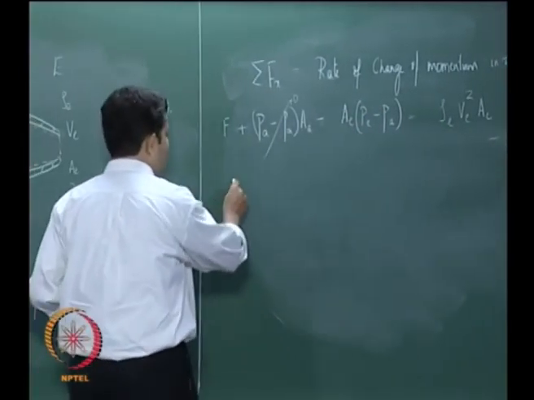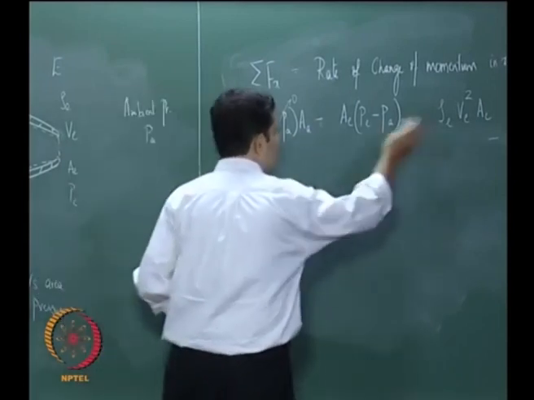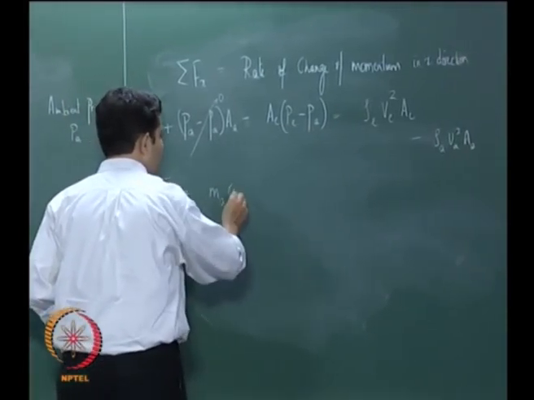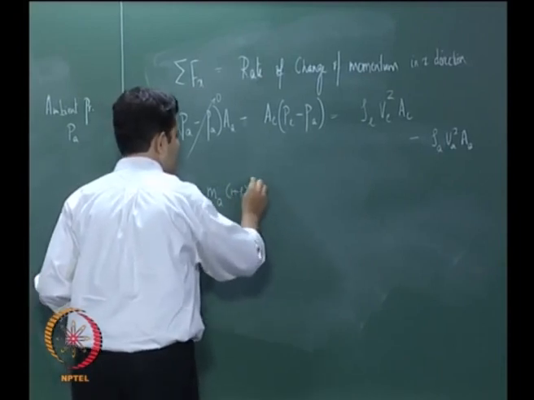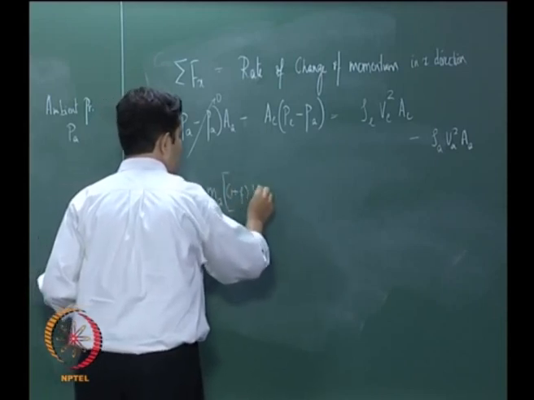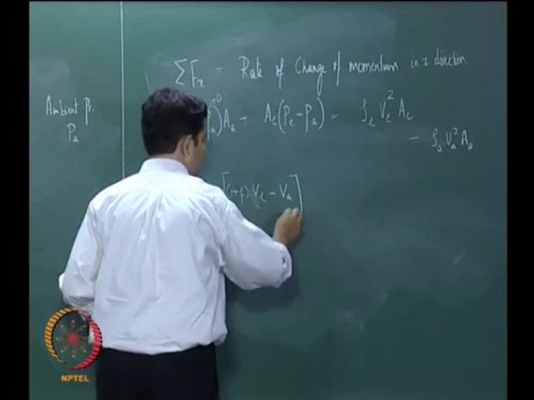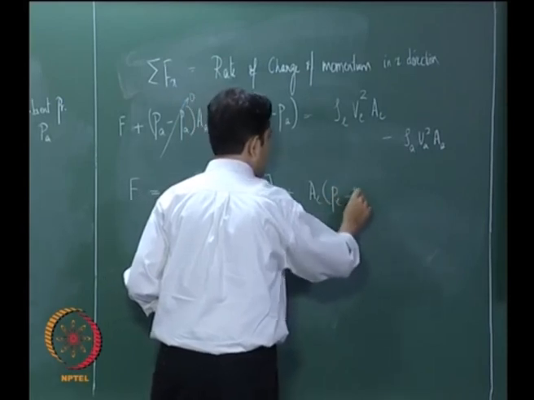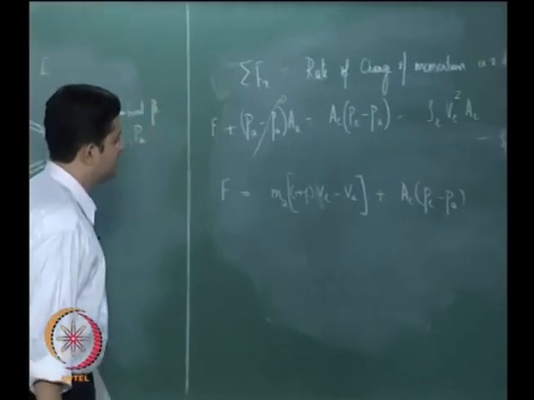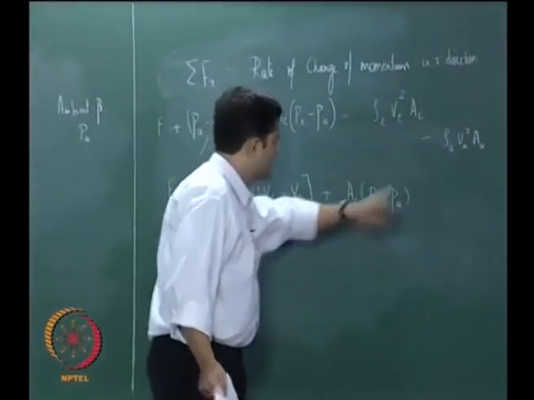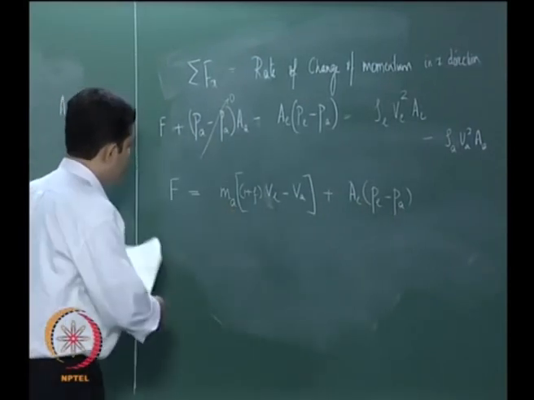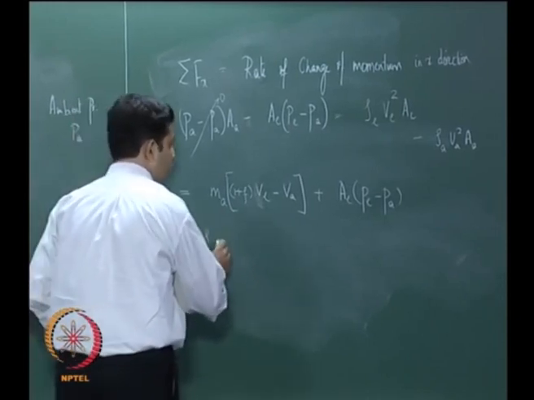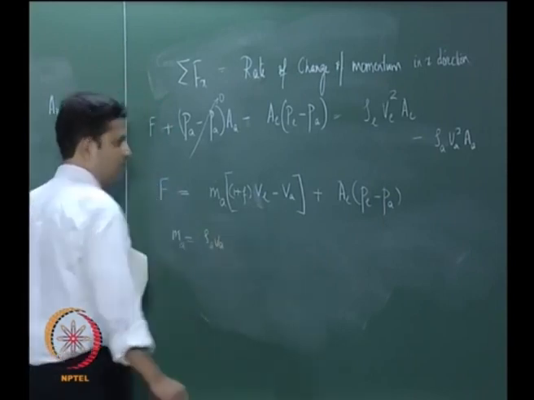So if we simplify further, we get F is equal to, I take this to the other side, M dot A into (1 plus f) V E minus V A plus P E minus P A, where I have taken this term to the right hand side and this goes to 0. Now M dot A is nothing but rho A V A.